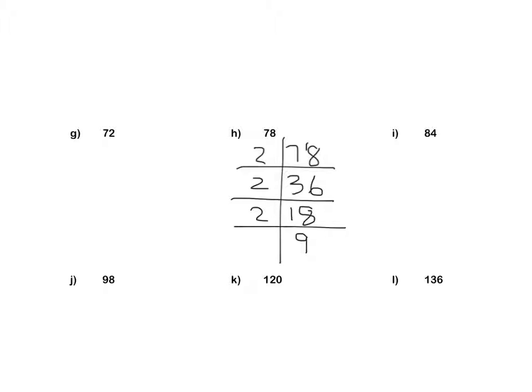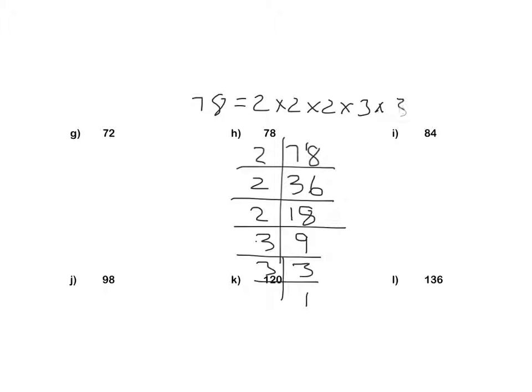Is 9 divisible by 2? No. Then we only go to 3, and yes. And is 3 divisible by 3? Yes, and the answer is 1. Therefore, 78 is equal to 2 times 2 times 2 times 3 times 3. You see how all my 2's are in order and then my 3's. If you do it correctly, these numbers should not be muddled up.